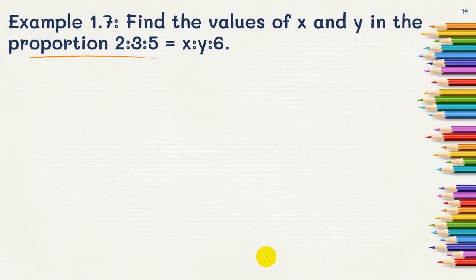Next, example 1.7, find the values of x and y in the proportion 2:3:5 equals x is to y is to 6. If your proportion goes like this, okay, you have to actually solve first for the constant of proportionality for you to be guided on how you can solve for the values of x and y. So this value of k, or the constant of proportionality, will serve as the key for us to solve for x and y. So k is the constant of proportionality.